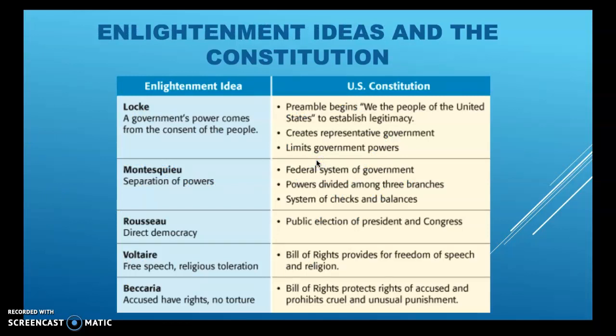Notice how there are so many similarities between the Enlightenment ideas, those individuals we've already talked about with Locke and Montesquieu, Rousseau, Voltaire, Beccaria. And notice how you find those elements in existence for us today. So truly, the Enlightenment plays a huge role in the American Revolution.